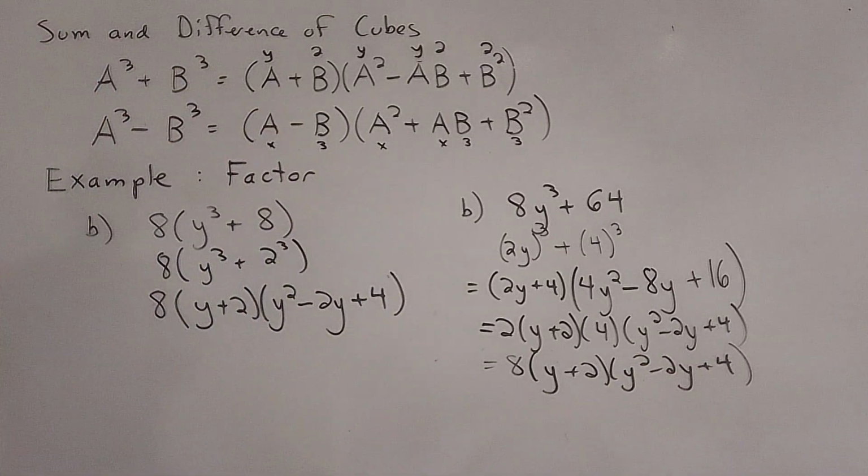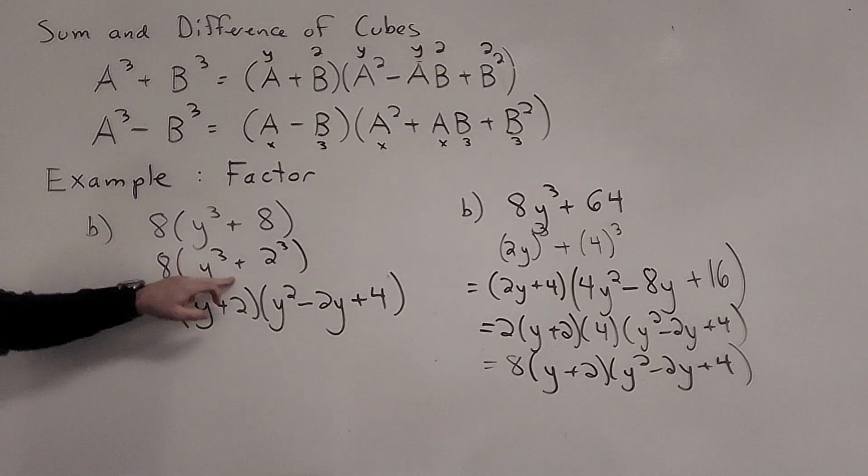Now we tend to like to do the greatest common factor first because it makes the numbers smaller, and it makes them easier to factor.